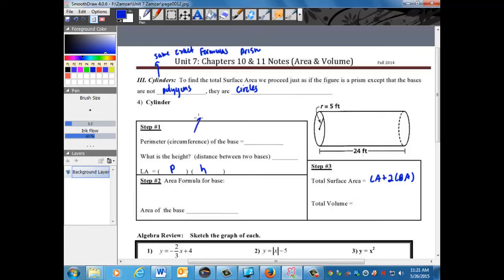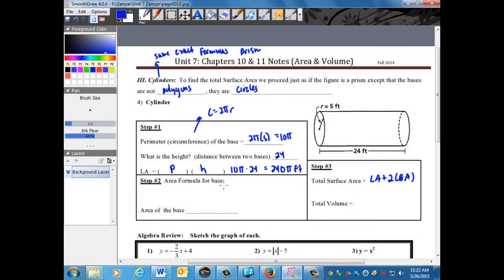So circumference of the base is going to be 2 pi r. So we have radius of 5, so we get 2 times pi times 5, and that gives us 10 pi. The height in this problem is going to be the distance between our two bases. That's going to be 24 feet. So I have 10 pi times 24, and that gives me 240 pi feet.